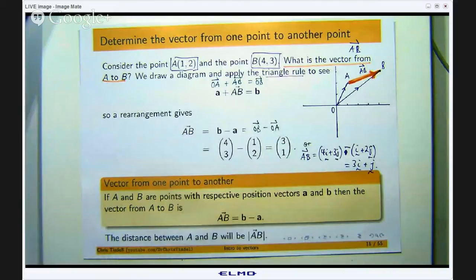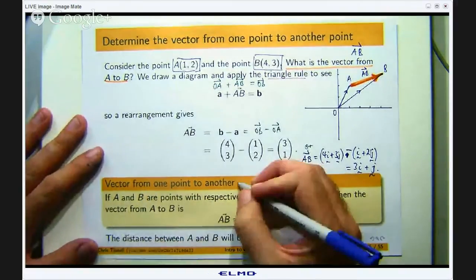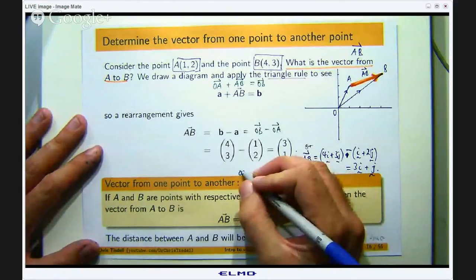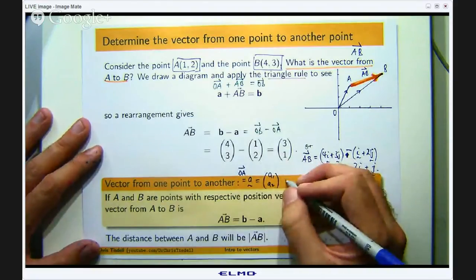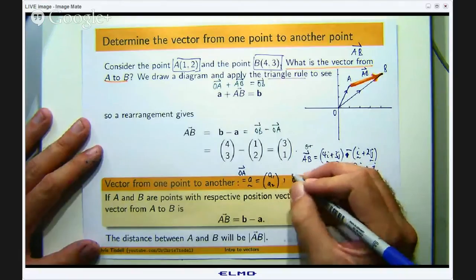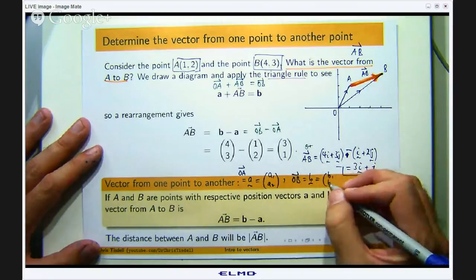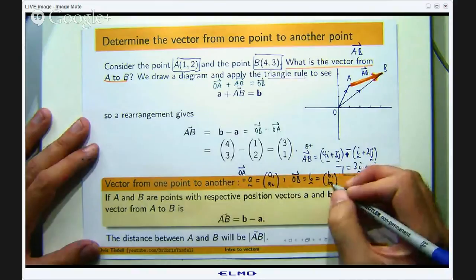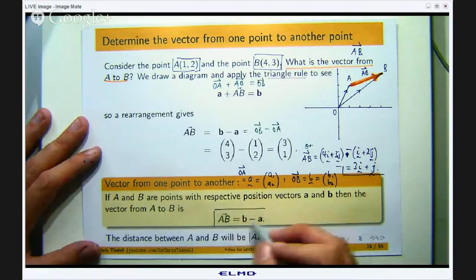Okay, so for a bigger picture, let's talk about how we compute the vector from one point to another point. Okay, and in this setting, the vector A is just OA, if you like. So this. OB is this. So these are the position vectors of the points in question. Big A would have components A1, A2. Big B would have the components B1, B2. Okay, the vector from A to B is the following.